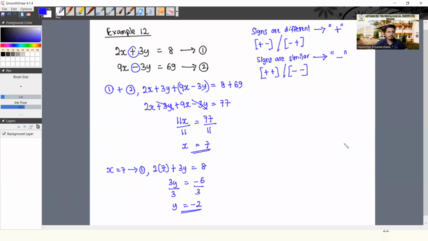Again, what we have done here, first, what is the first thing we need to do? At first, we need to make the absolute value of one of the given variables similar or equal.